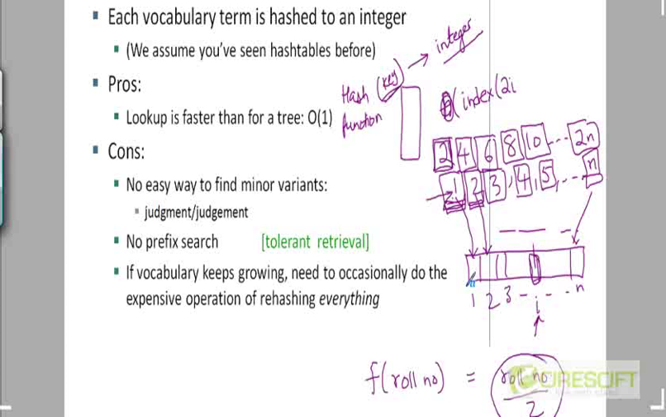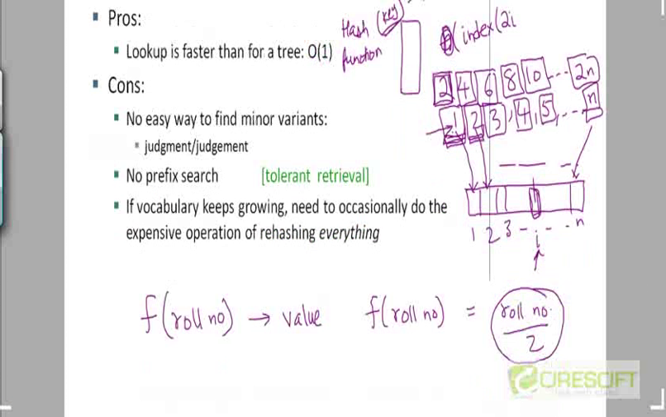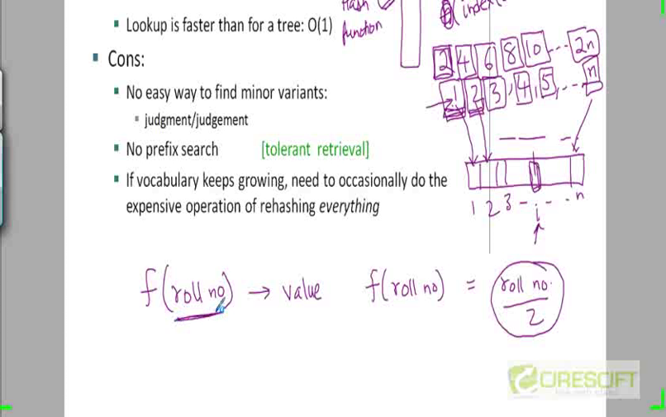But if you had a general list of n integers, you would need some sophisticated mathematical techniques to ensure that you would need a function f which would take your roll number and map it to some value or to some index in the array. And what you want is that for different roll numbers, your values need to be different. And you want that you should be able to calculate this function in a constant amount of time, just like here. And you don't want two different roll numbers to map to the same value.